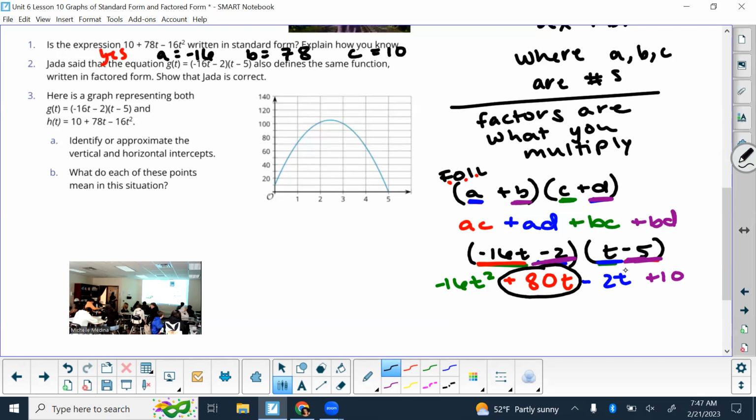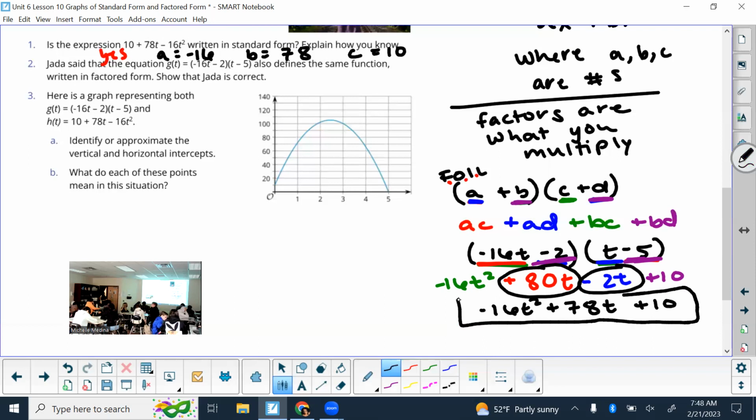I have 2 terms that have the same variable to the same exponent. That's what like terms means. So we can combine them. What's 80T minus 2T? Good, and it's positive, so put plus 78T. Bring down the other stuff that does not have any like terms. And is this equivalent to the standard form expression we were given? It is. So the answer to number 2 is yes.